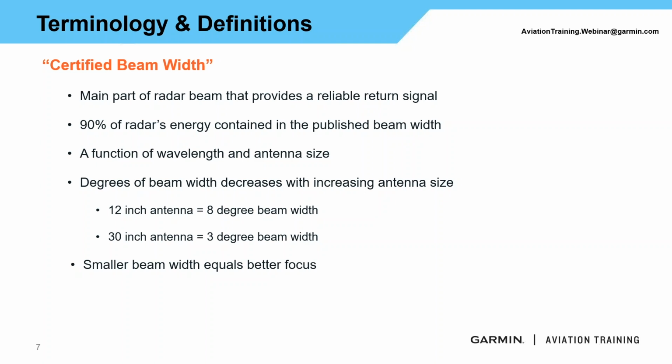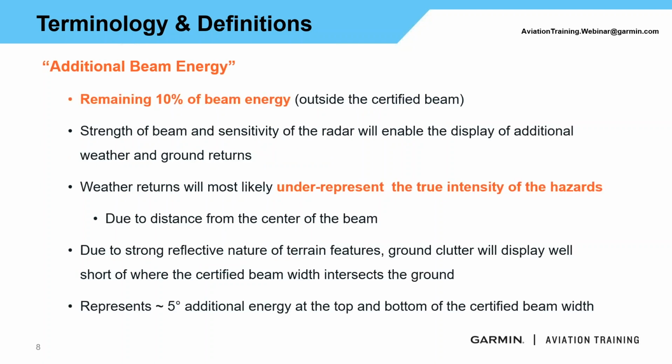All right, certified beam width, and I'll also call that the published beam width. If you look in your manual for your weather radar, it's going to have a published beam width. For example, a 12-inch antenna has an 8-degree beam width, and a 30-inch antenna has a 3-degree beam width. 90% of the radar's energy is going to be contained in the published beam width, but there still is 10% of that energy going outside of it. We're going to see a good example of that here in a minute. That 10%, we're going to call that additional beam energy.